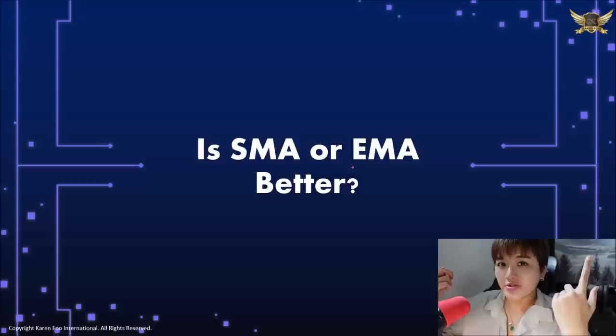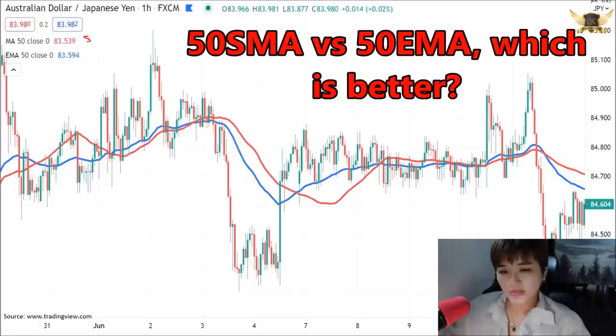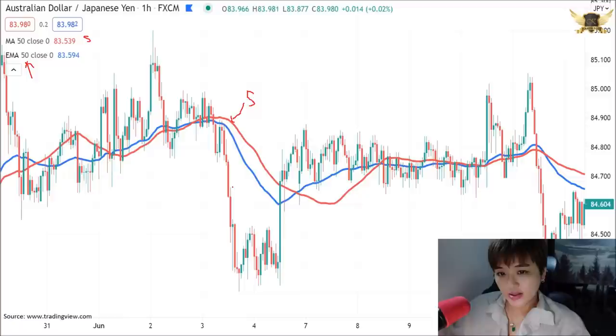It depends. You can see that if I put two types of MAs together, this is actually SMA, simple moving average, I'm just going to put an S. And this is EMA. Let's say I have a 50 SMA and a 50 EMA. Red color is the SMA. Then blue color is the EMA.